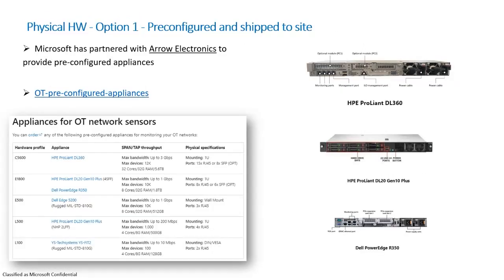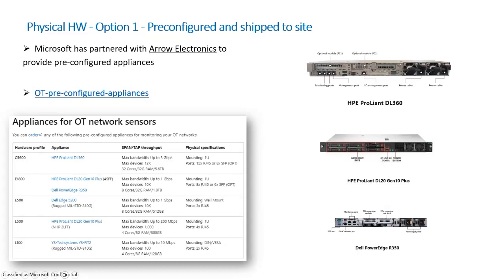Okay, so there are two options for customers who would like to opt for a hardware sensor. The first option is the more recommended one, because Microsoft has a hardware partner, Arrow Electronics, that will ship pre-configured appliances directly to the customer site. So in this option, the customer doesn't really have to worry about the sensor software install or configuration. Arrow will take care of it.